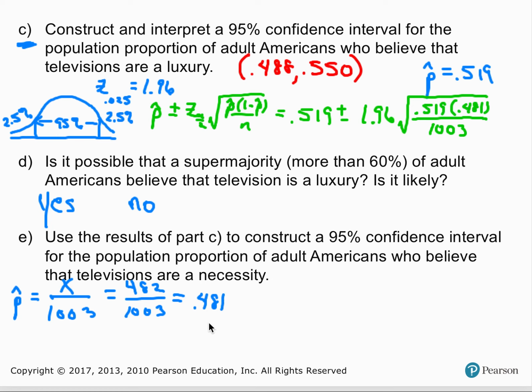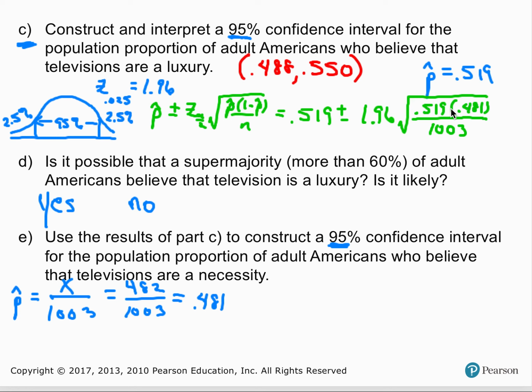Okay, so once again, the only thing changing is the p hat. We still have, because we're still doing 95%, that's where our z comes from. And because it's still 95%, the z value we have found is not going to change. And look at this. We've got p hat times 1 minus p hat. The only difference is these are going to be in different places. But in reality, multiplication is commutative.